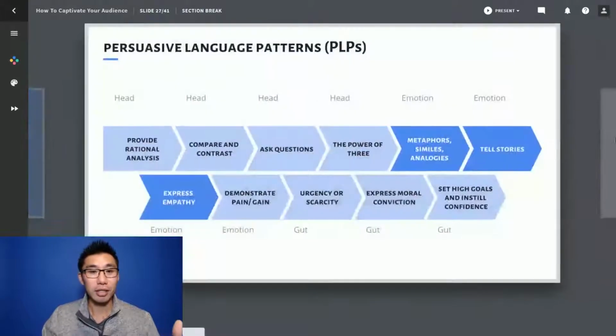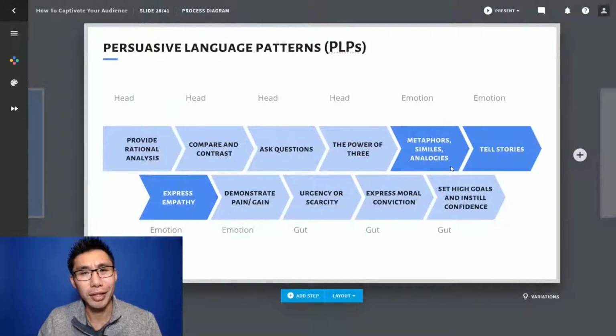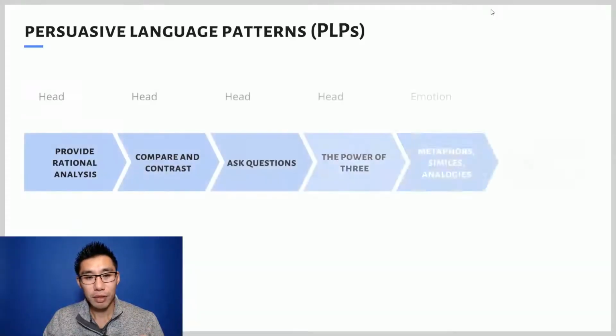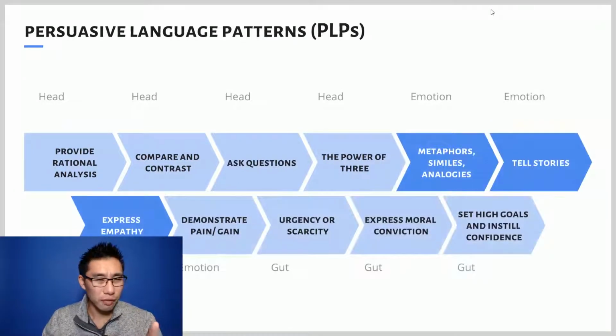So next, let's talk about, and I hope you're liking this so far, let's talk about the emotion side of things, okay? Metaphors, similes, and analogies. How to tell stories, and how do we express empathy? Now, when it comes to metaphors, similes, and analogies, some of us might be thinking, well, what's the difference between all of them? Well, let's actually practice right now.